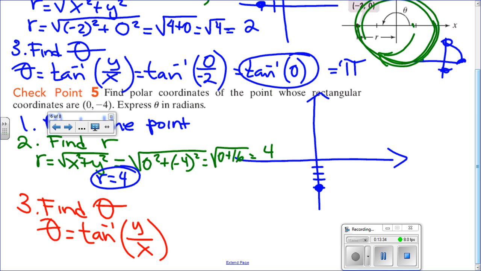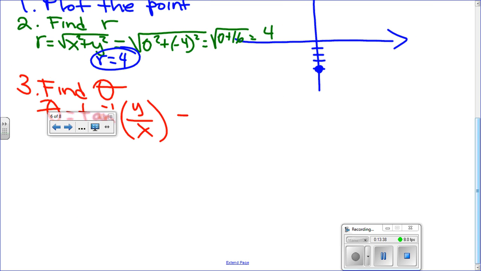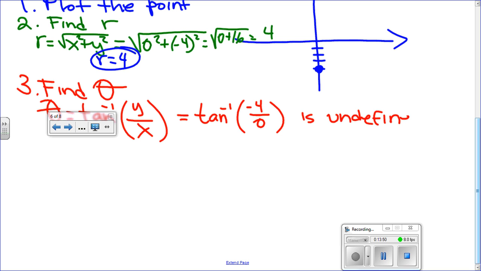So then, for the angle, I know that you're going to get something that will be undefined for the tangent. So it's going to be, what was y? Negative 4 over 0. So we already know this is undefined. So then ask yourself, where is the tangent undefined?